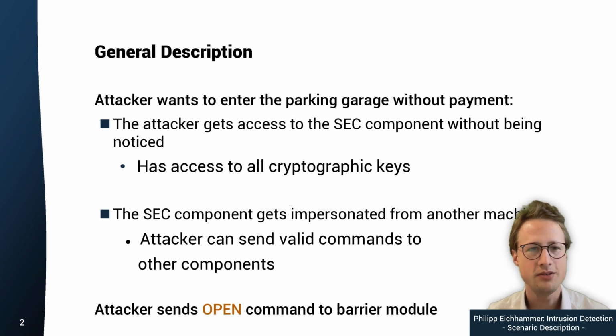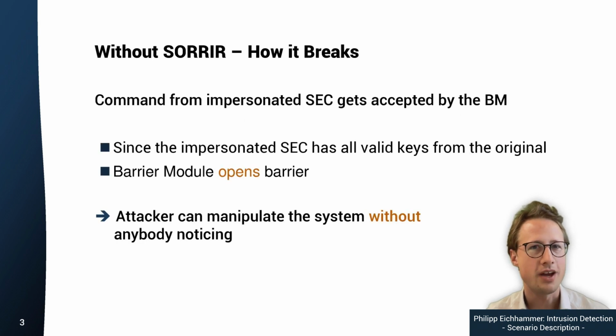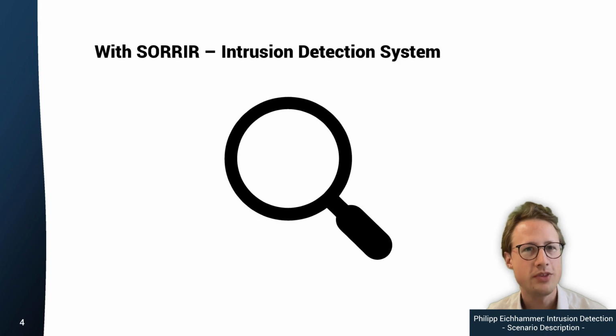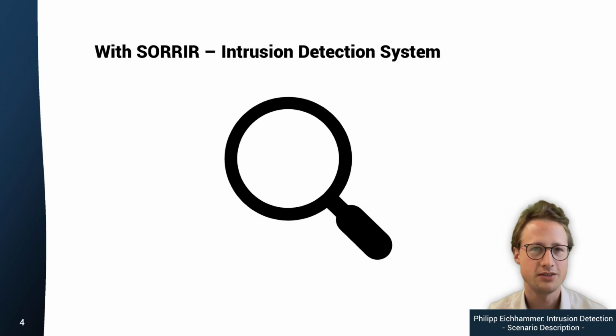And in this certain scenario, this attacker would send the open command to the barrier module. And without SORRIR, this attack would perform the following: this command would be sent from the impersonated SEC component and would get accepted by the barrier module, since this impersonated SEC component would, of course, have all valid keys. As a consequence, the barrier module would open the barrier. And the effect this attack would have is that the attacker could manipulate the system without anybody noticing. With SORRIR, we would introduce our intrusion detection system.